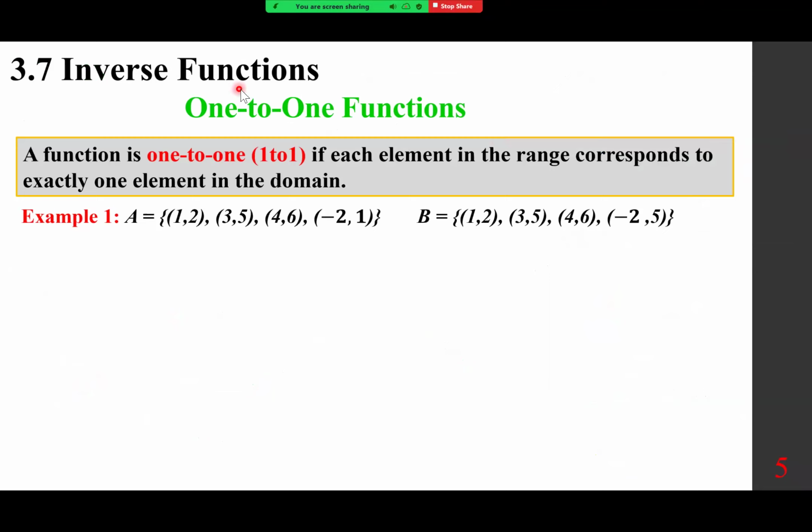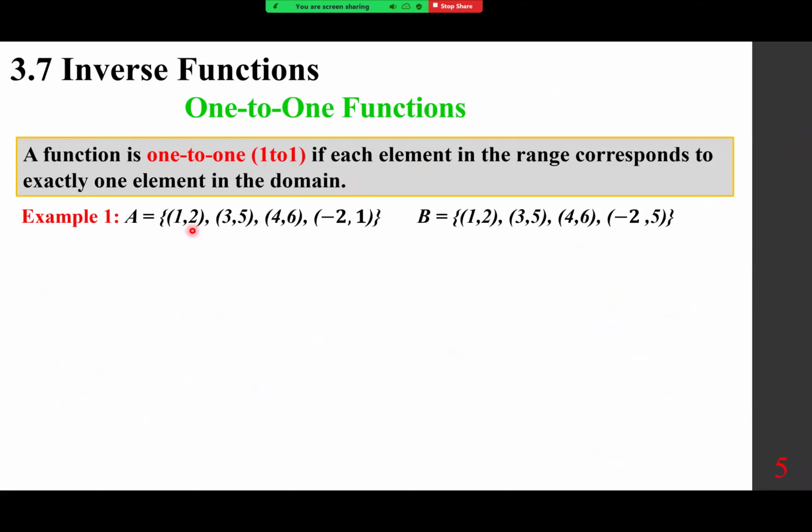Inverse functions, one-to-one functions. A function is one-to-one if each element in the range corresponds to exactly one element in the domain. In short, in the case of a function, the x coordinates cannot repeat. In the case of a one-to-one function, the y coordinates cannot repeat either.